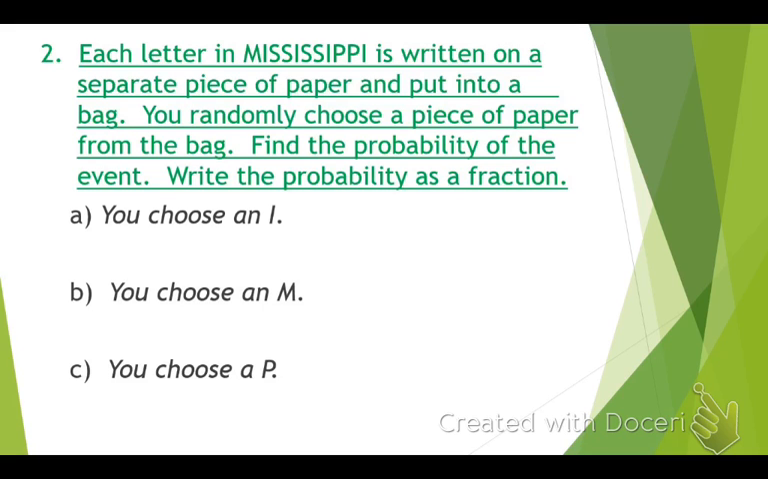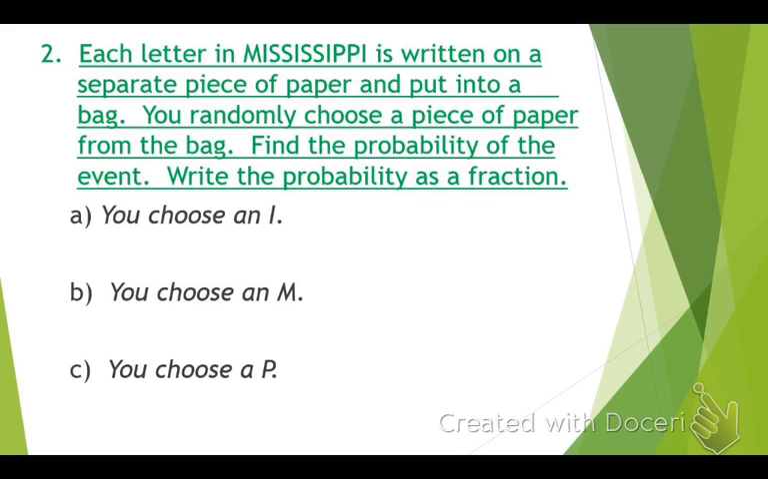Number 2 says, each letter in the word Mississippi is written out on a separate piece of paper and put into a bag. You randomly choose a piece of paper from the bag. Find the probability of the event. Write the probability as a fraction, okay? I remember when I was a kid, I thought it was so cool that I knew how to spell this really long word, Mississippi, and we would chant it back and forth, M-I-S-S-I-S-S-I-P-P-I, and I was so proud of myself, okay? So today we're going to deal with that word, Mississippi.